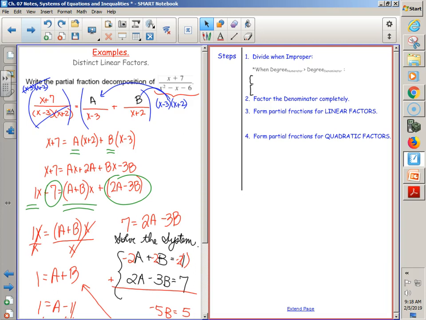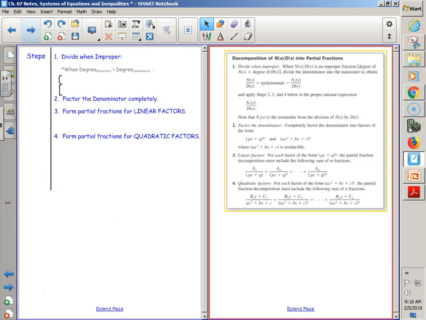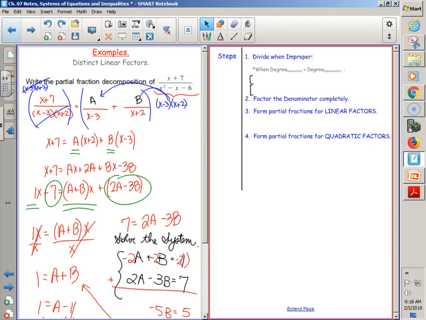Short and sweet steps. Well, there's short and sweet steps, and then there's the long drawn out, big old box of steps. Let's start with short and sweet. The very first step to partial fraction decomposition, to breaking a rational function down into its partial fractions, is actually something we didn't have to do on this problem. And it's a vocab term, if I hear correctly, in your homework. Divide when, now pause, improper.